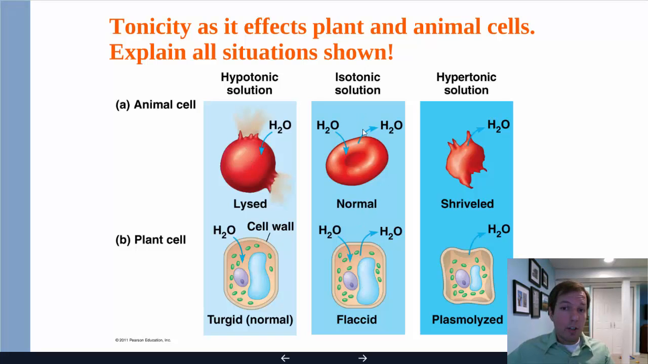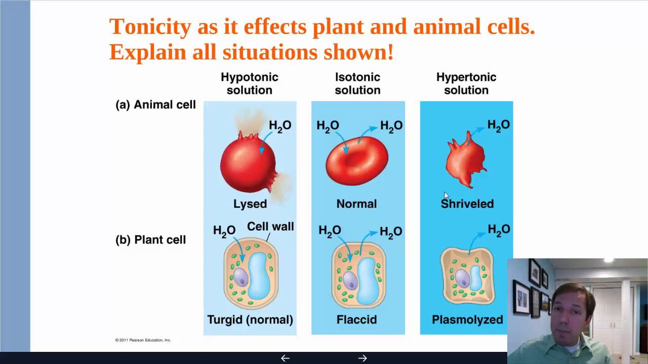In an isotonic solution, there is an equal concentration, with equal movement of water into and out of the cell. So a normal blood cell should exist in an isotonic solution. There should be dissolved things inside the blood cell, and there should be an equal amount of dissolved solutes in the blood plasma that surrounds it.